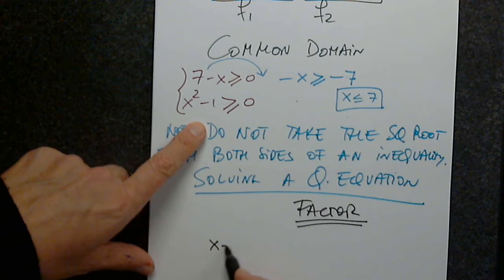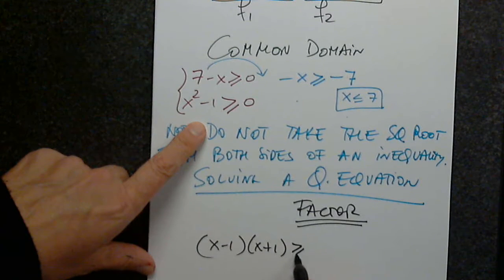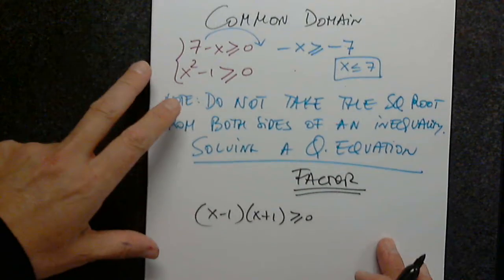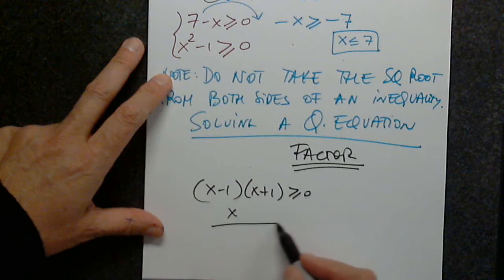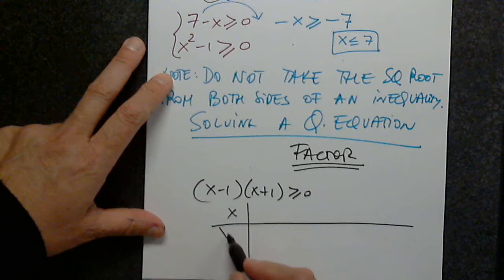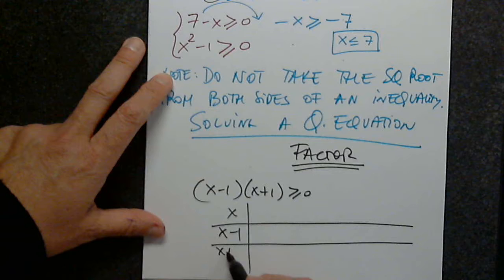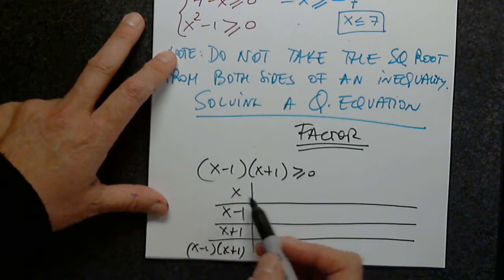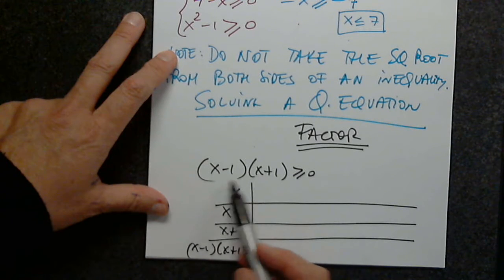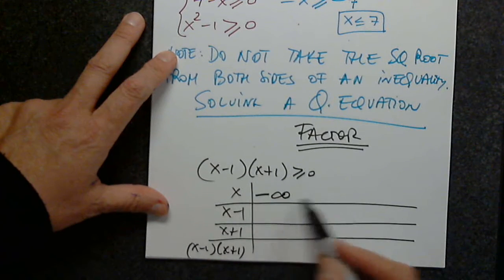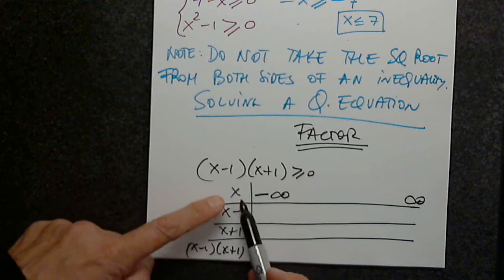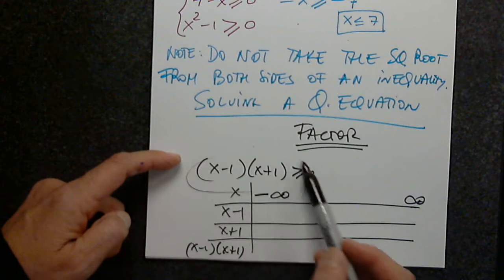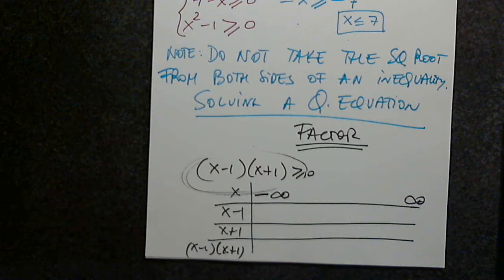Excellent. What I like to recommend, you use the method you like, of course, what I like to recommend is this table, in which I put in the first factor, the second factor, and then the product. Why is this row here? Because that's the variable in the problem. And it goes from negative infinity to positive infinity. This is the first factor, this is the second factor, and this is what I'm interested in. I'm interested in the product.